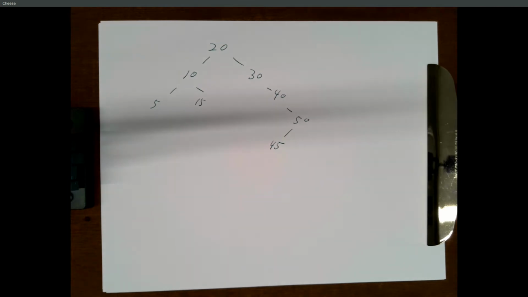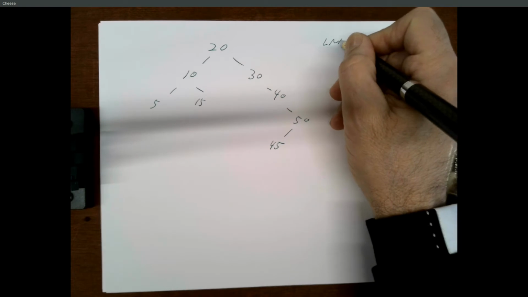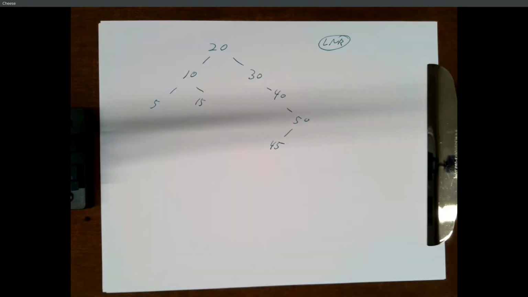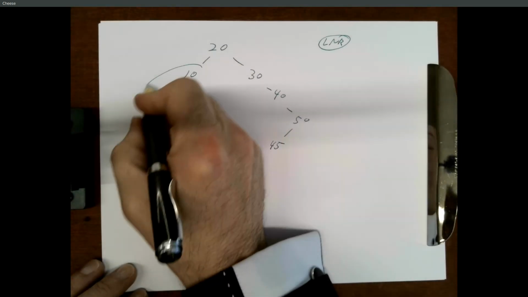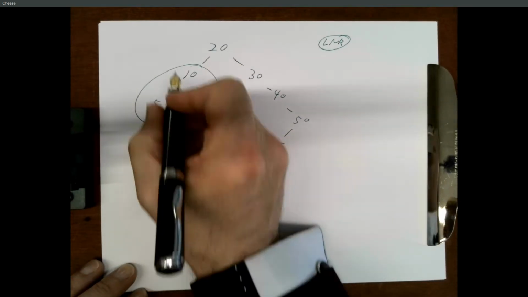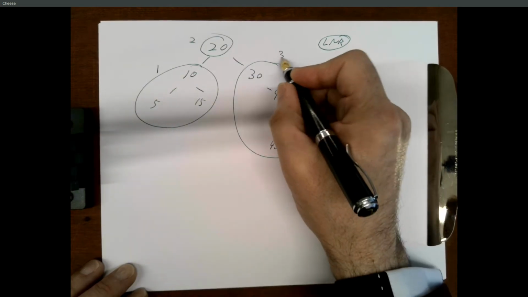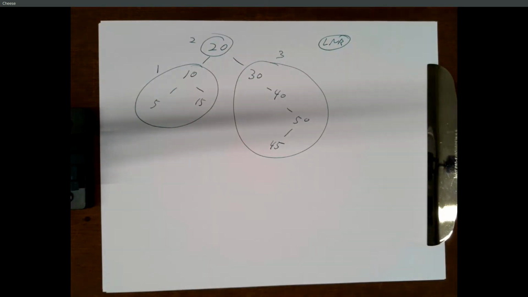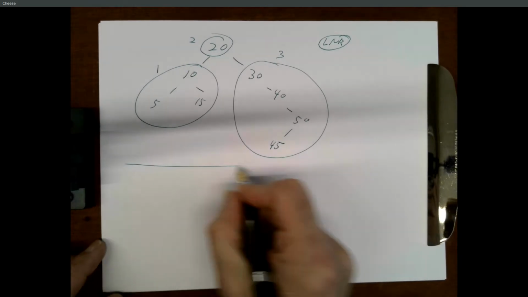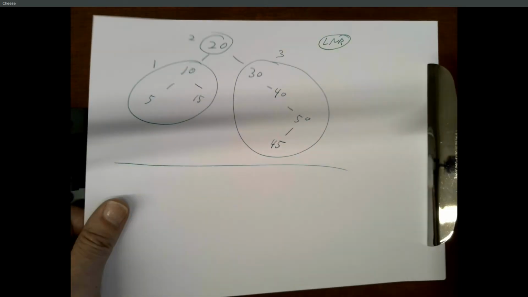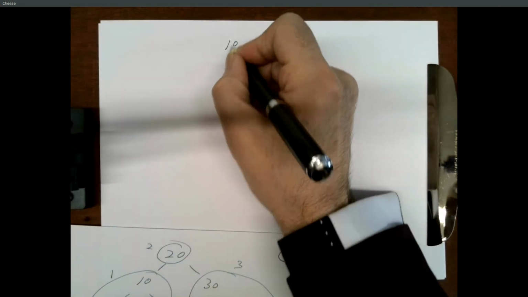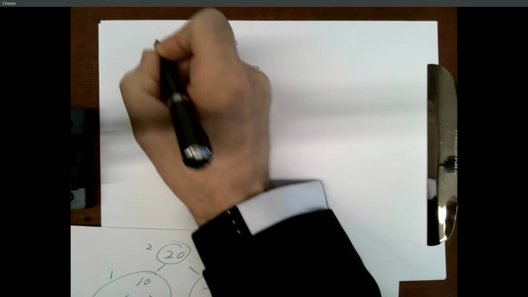All right, in which order? LNR. Okay, left node right. It's a recursive definition. This means first we want to traverse the left subtree, then we want to print out the root, then we want to traverse the right subtree. So there's a subtask which is traversing the left subtree in left node right order.